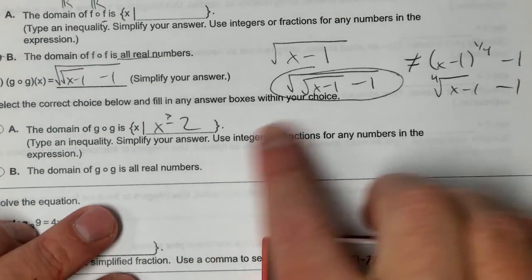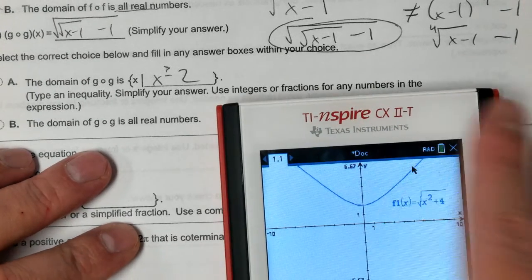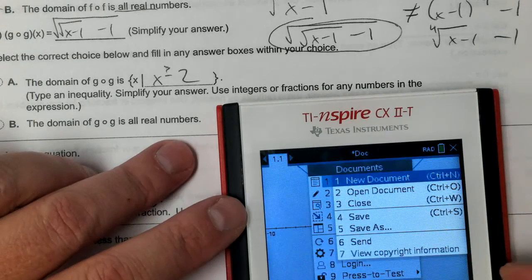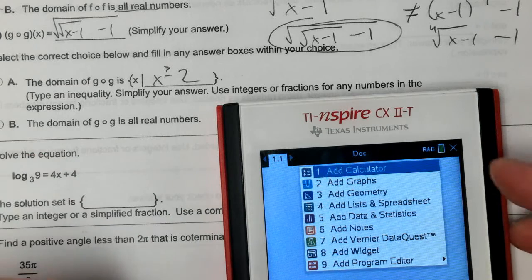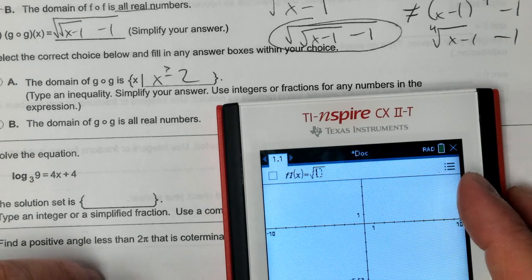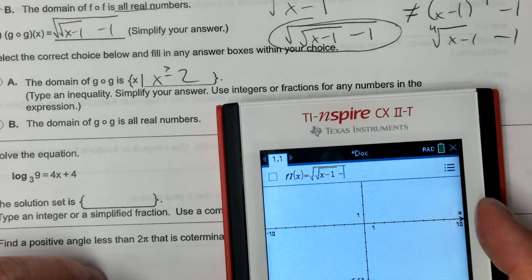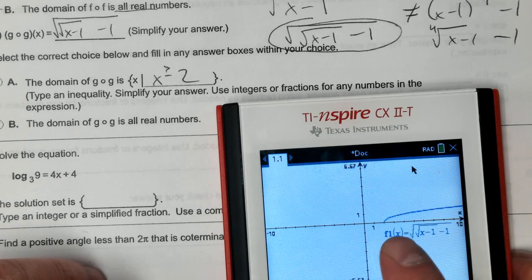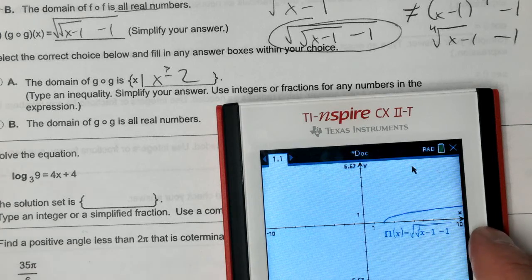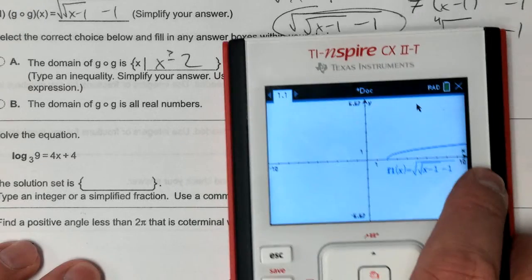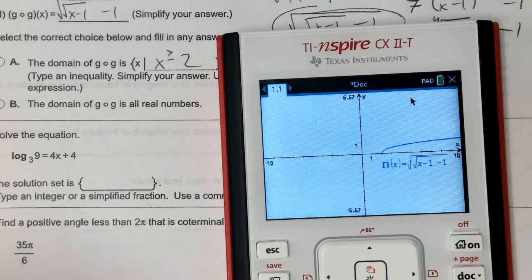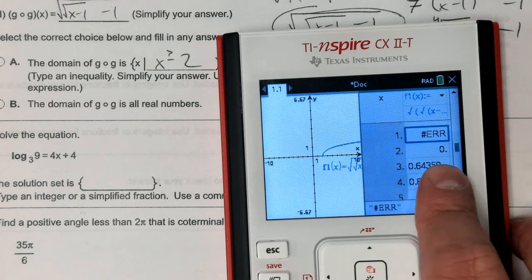Another way to do it, besides just plugging in, trying numbers, is to graph it. So we've got the square root of a square root, x minus 1, and then move minus 1 out here. And that's where the 2, 0 is. Remember, you can do Control T to get to your table, and 2, 0 exists.